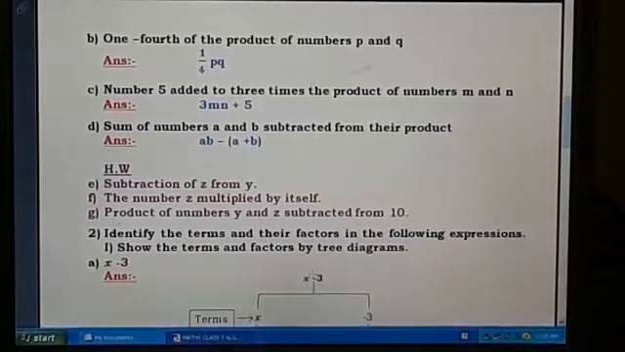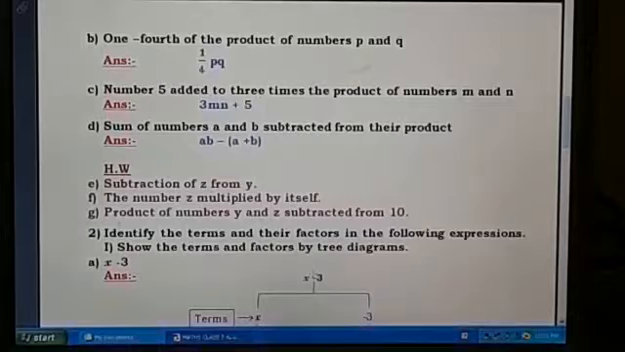See the next question. Number 5 added to 3 times the product of numbers m and n. See, product of numbers, already in the previous question we have seen the product of numbers m and n. So m into n, otherwise mn we can write. That is 3 times, so 3mn. Next, number 5 added to it. With that, number 5 we have to add. So the expression will be 3mn plus 5.